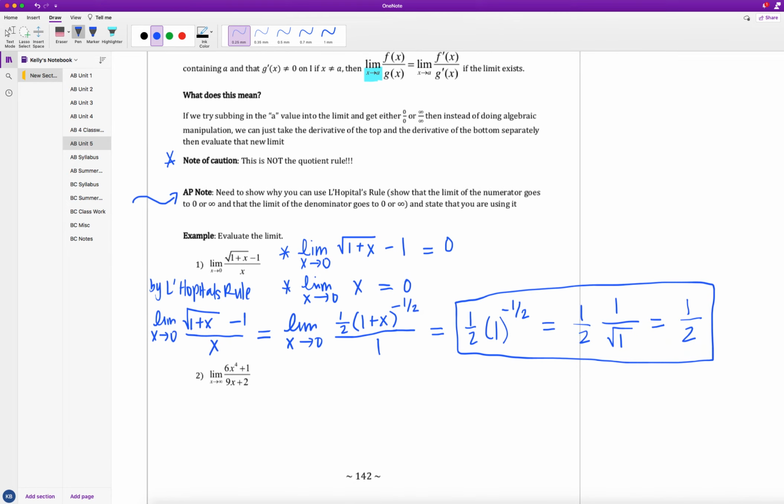Example 2 says we have the limit as x approaches infinity of 6x to the 4th plus 1 all over 9x plus 2. This is one of those infinity over infinity cases. If I separately compute the limit as x approaches infinity of just the numerator, that limit is going to go to infinity since I'd have a really big number to the 4th power, which is still a really big number, times 6 makes it even bigger, plus 1 makes it even bigger from there.